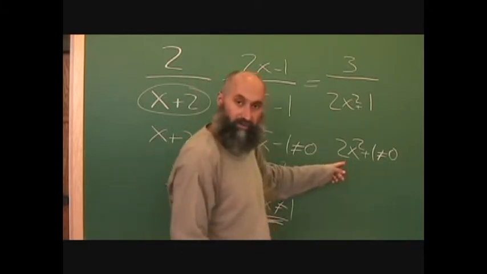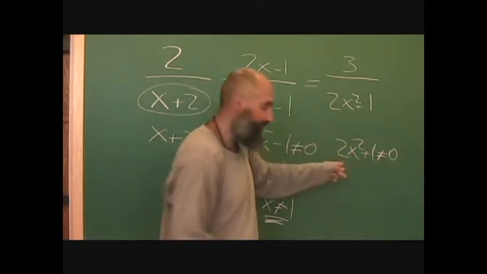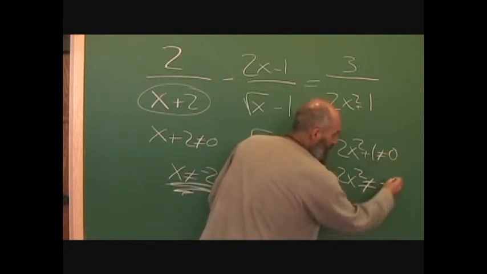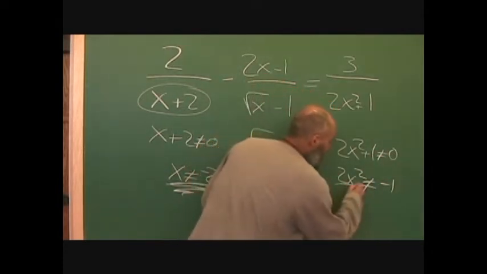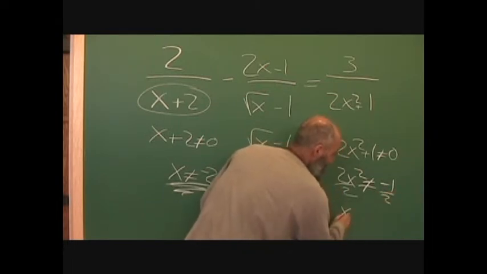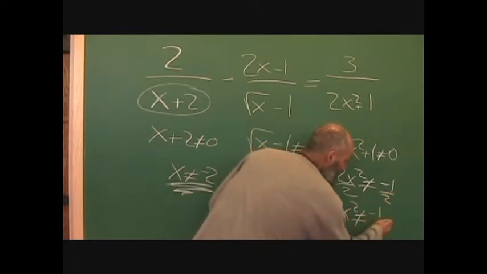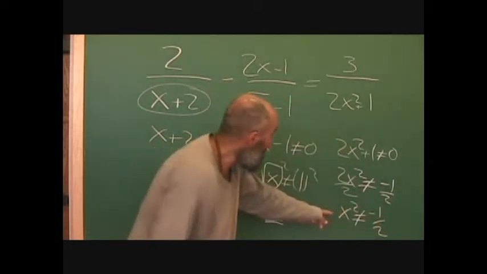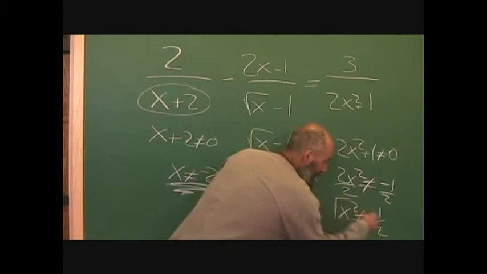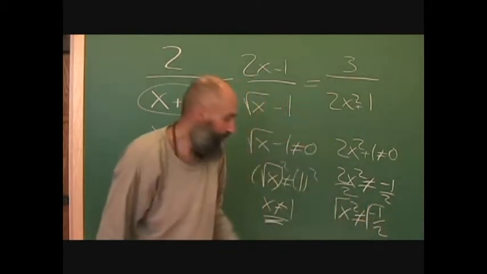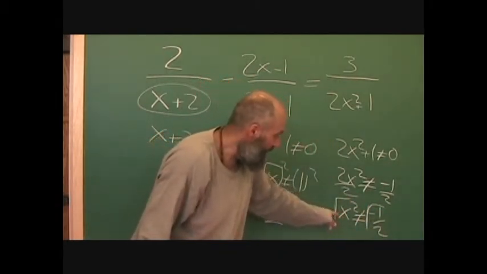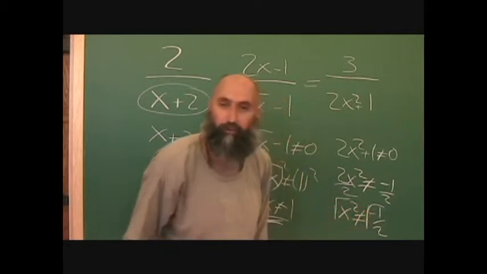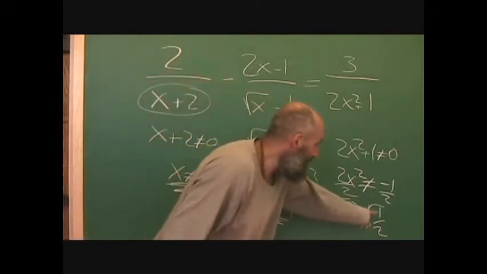And over here, we're going to do the same thing. Move the 1 over and solve for the x, right? So you get 2x squared can't equal, bring the 1 over, negative 1. Divide by 2, divide by 2. You get x squared can't equal negative 1 over 2. And over here, you square root both sides, right? On this side, you're going to get the square root of x squared, so x can't equal the square root of negative 1 over 2.